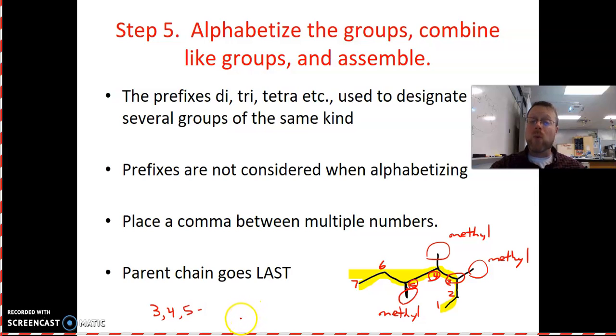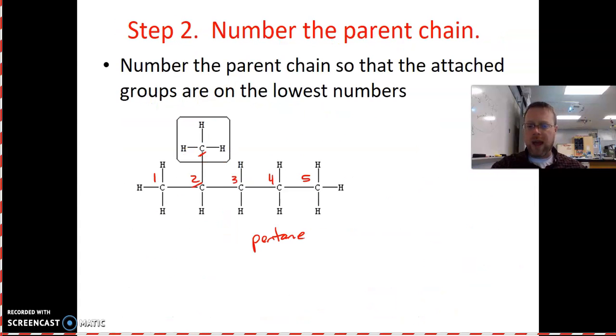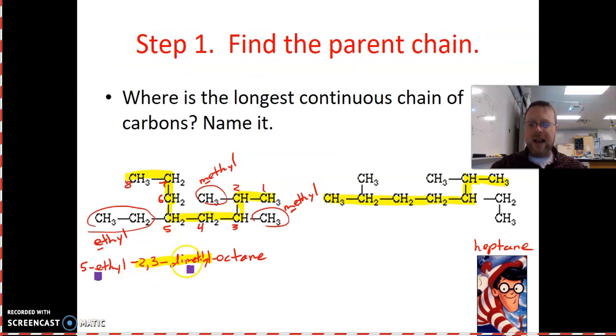If I've got 3 methyls, I don't want to say methyl, methyl, methyl. I want to say trimethyl. And then heptane. So 3, 4, 5 trimethyl heptane. Okay? So that shows multiple attachments of the same kind. We showed one here where you had different kinds of attachments and you had to alphabetize the ethyl before the methyl. Notice that the numbers were put directly in front of each kind of attachment to say this is a location for the ethyl and this is a location for the methyls.